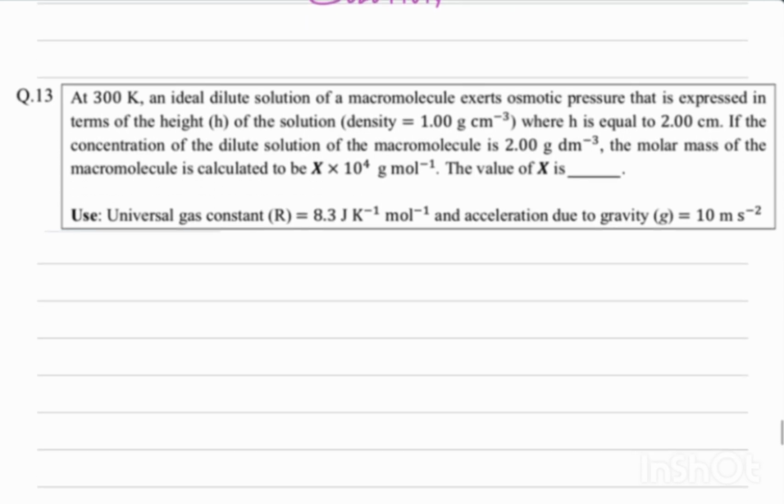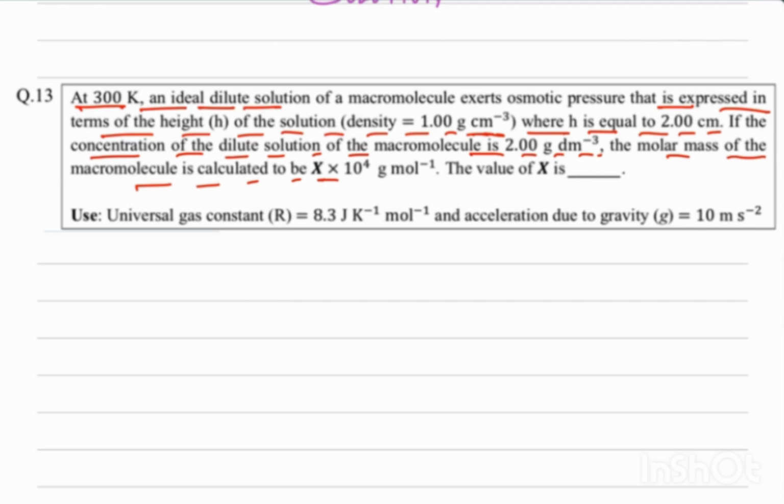If you see in this question, what has been asked is: at 300 Kelvin, an ideal dilute solution of a macromolecule exerts an osmotic pressure that is expressed in terms of the height of the solution. Density is given as this for this solution, where H is equal to 2 cm. If the concentration of the dilute solution of the macromolecule is 2 gram per decimeter cube, the molar mass of the macromolecule is calculated as x into 10 raised to the power 4 gram per mole. The value of x is?